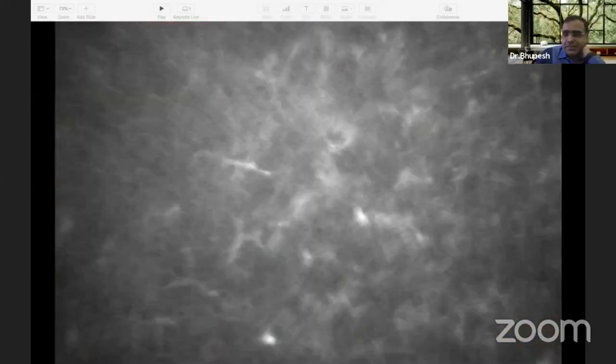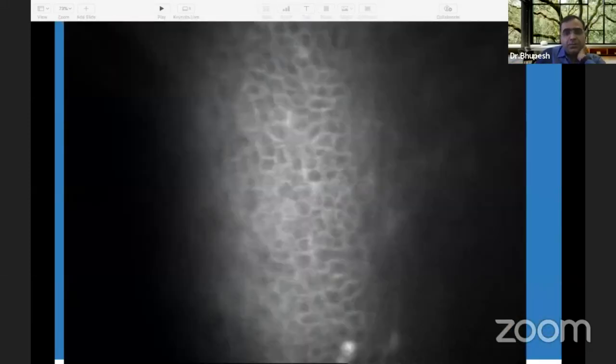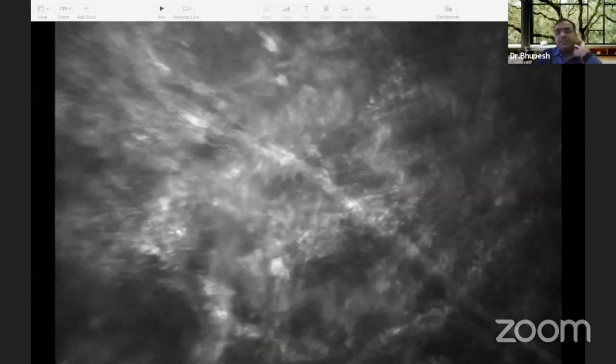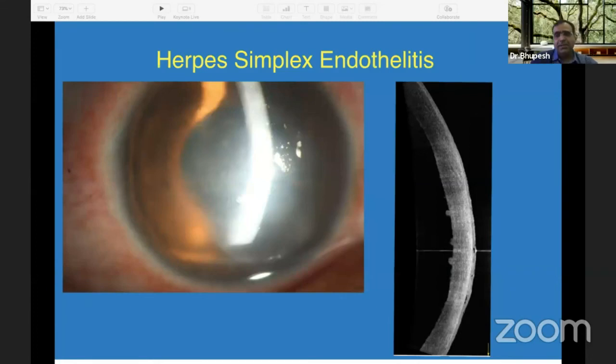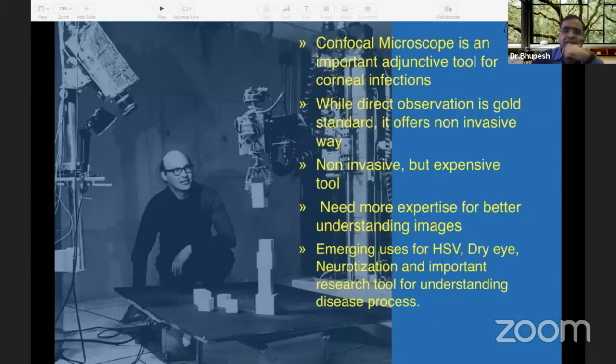In herpes simplex virus keratitis, not to diagnose but to follow and to understand the pathophysiology and many research questions related to HSV keratitis, we tend to use these non-invasive techniques, and also to follow these patients, particularly to pick up subtle signs of endotheliitis as well as stromal keratitis. We need non-invasive technique.